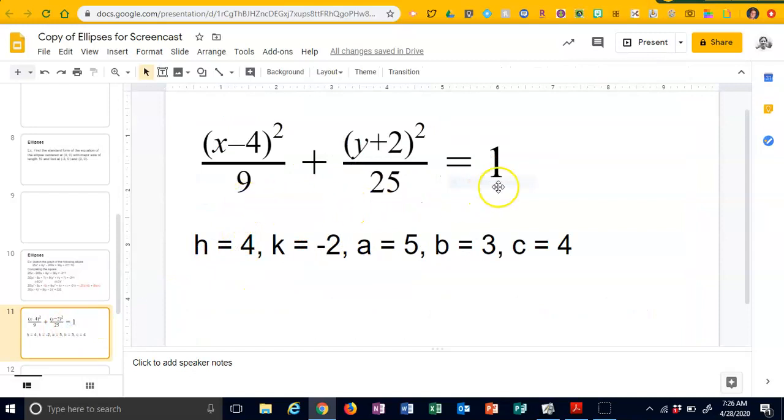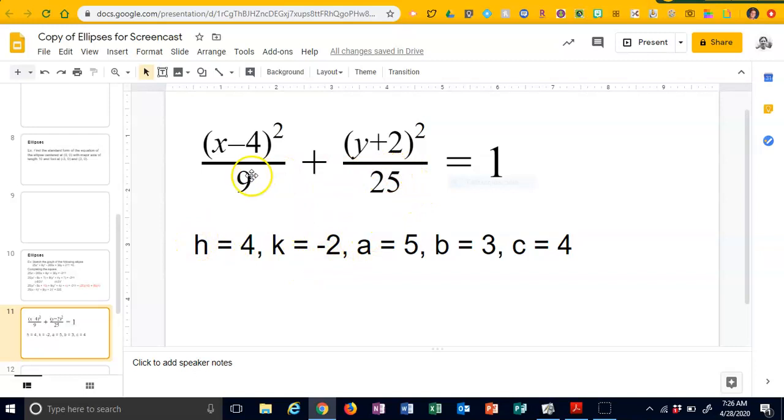I now have it in standard form. x minus 4 in parentheses squared all over 9 plus y plus 2 in parentheses squared all over 25 equals 1. And there are several things that I can pick out from this. My h must be 4. My k must be -2. So now I can find the center.